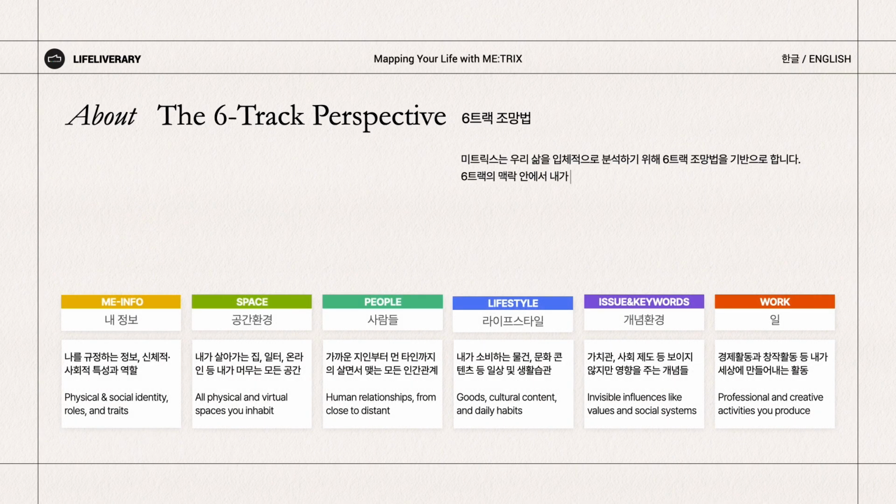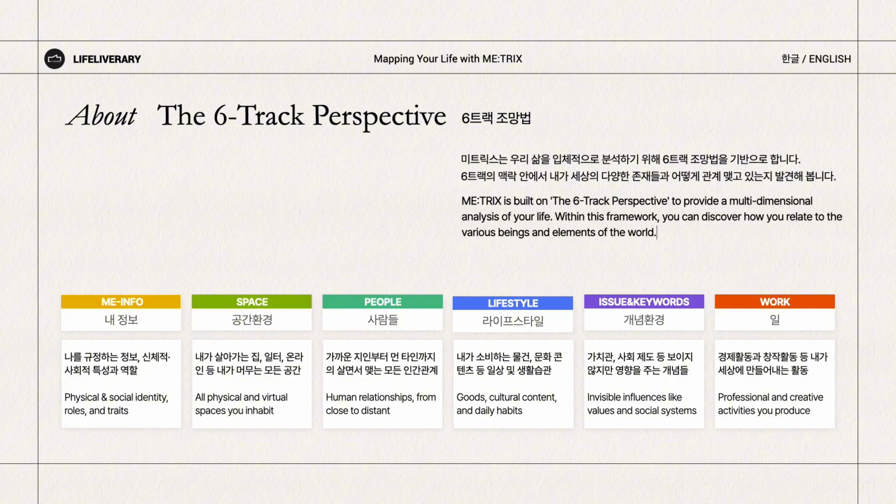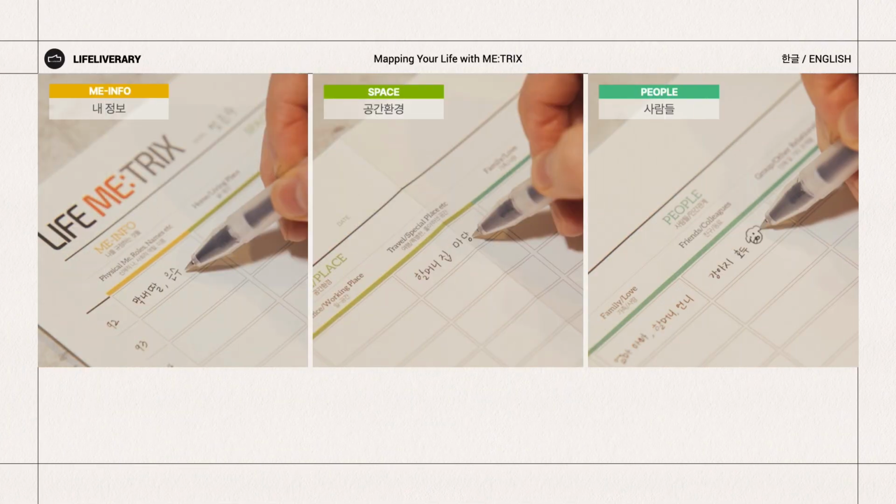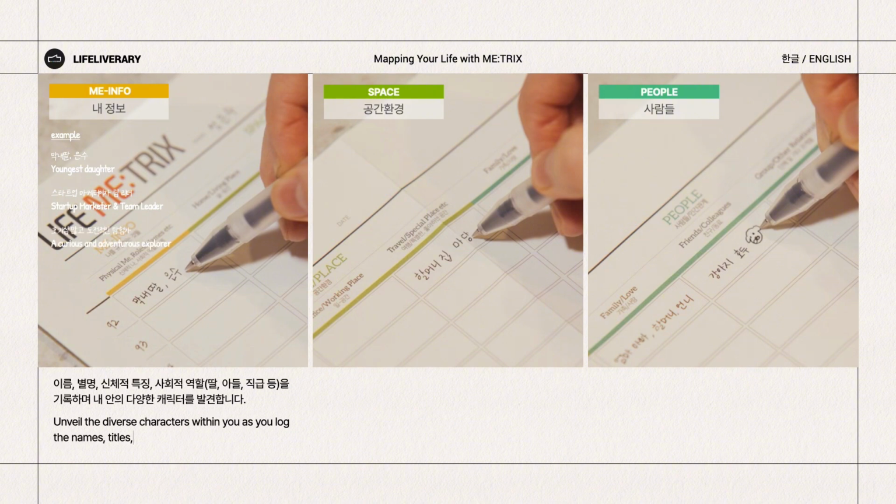Mitrix is built on the 6-track perspective to provide a multi-dimensional analysis of your life. Within this framework, you can discover how you relate to the various beings and elements of the world. The Info track: unveil the diverse characters within you as you log the names, titles, and roles of your life.